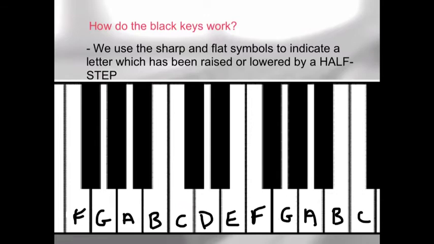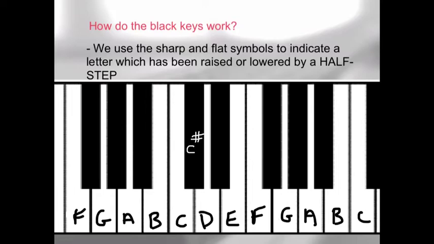A sharp sign basically means that we take a note and we raise it a half step, or raise it a semitone, or for guitar purposes, raise it 1 fret on the guitar. That means this black key can in fact be called C sharp. We use that sharp sign to indicate that it's not just the regular C, it's the C that has been sharpened. It's been raised by a half step.